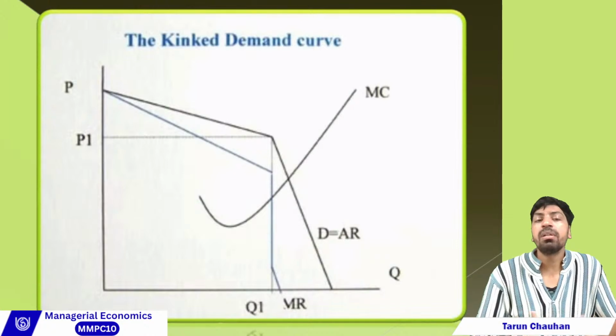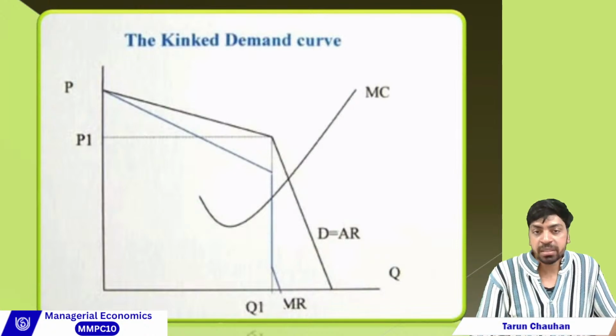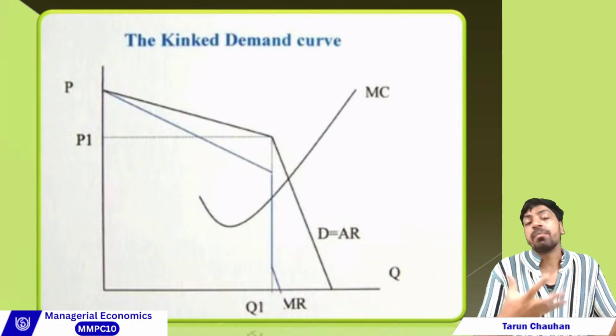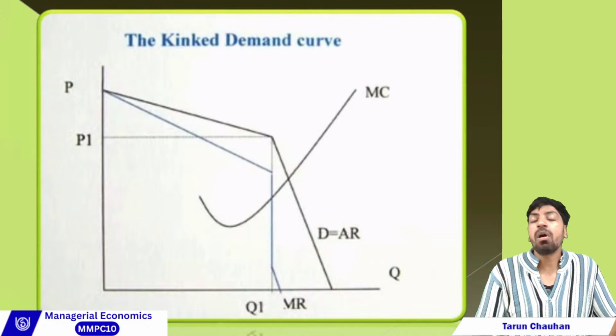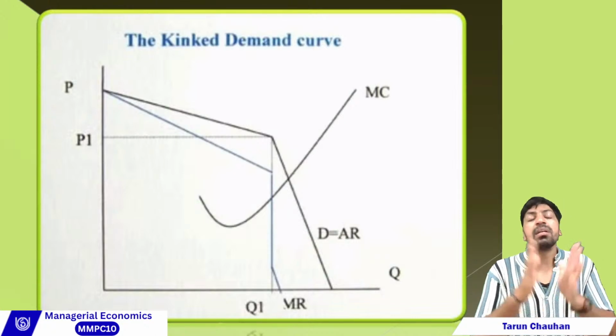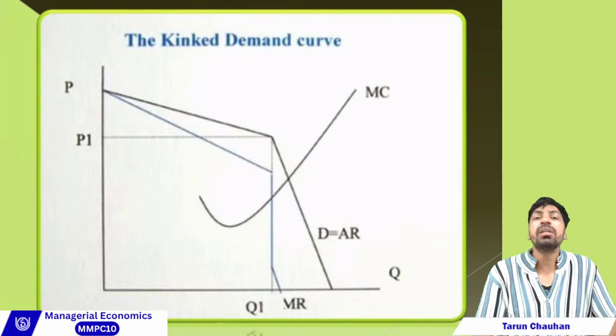So that's called the kinked demand curve, which is the partition of the demand curve, and accordingly a parallel shift of the demand curve has been made. Marginal cost plays a very important role, as while fixing a new price, the cost also plays a very important role, and that cost is called the marginal cost. So this is the graphical representation of the kinked demand curve.